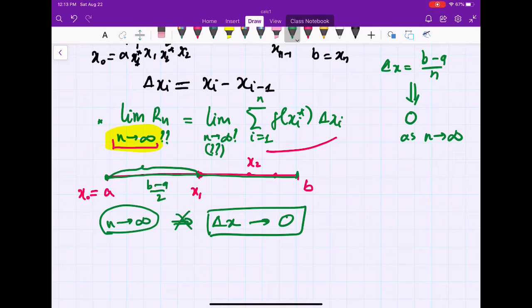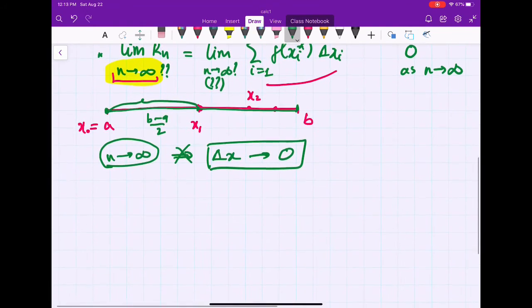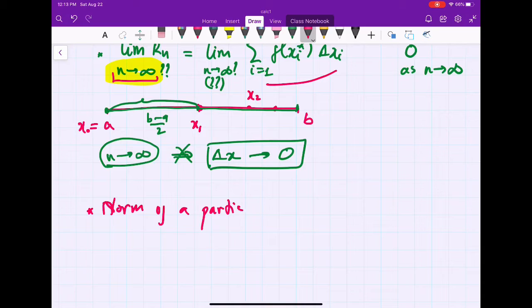So in this situation, we need to introduce the norm of a partition. That is the maximum width of the subintervals. Okay, so that is the norm of the partition.